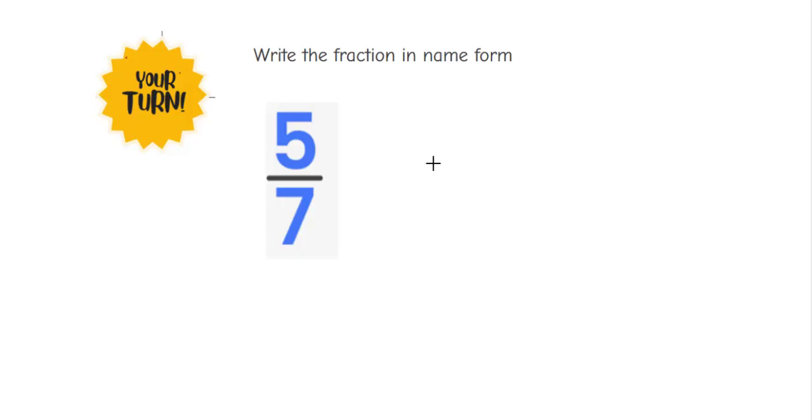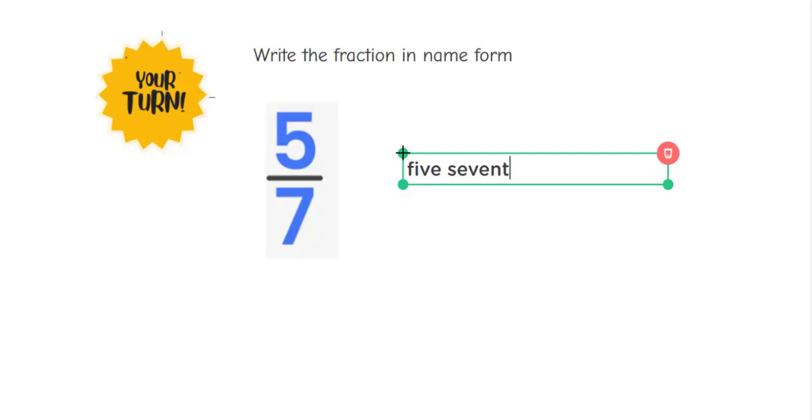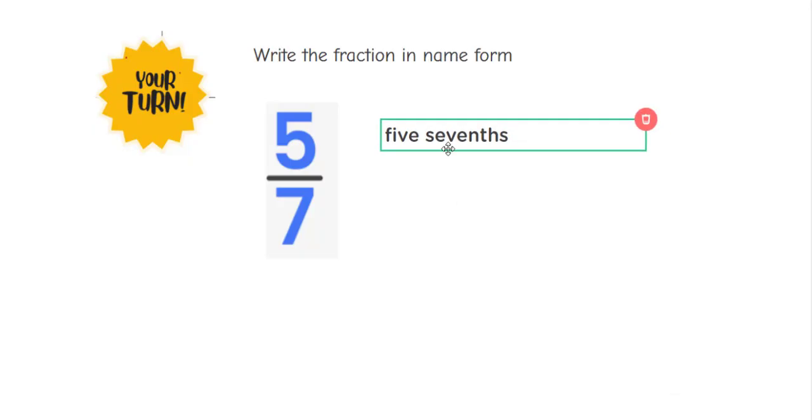If you read this fraction, it's 5/7. How do we write that as a word in name form? Well, we would write 5/7, just like that. And that's how we write a fraction in name form. You want to say it and then put it into words.